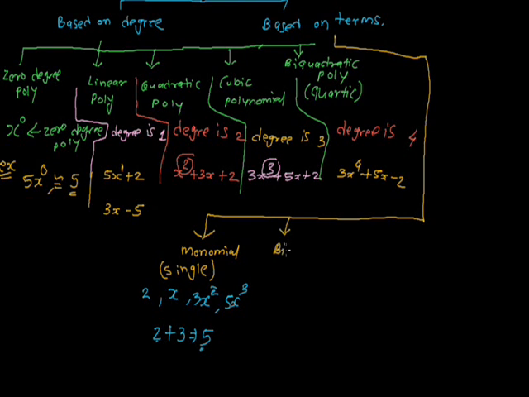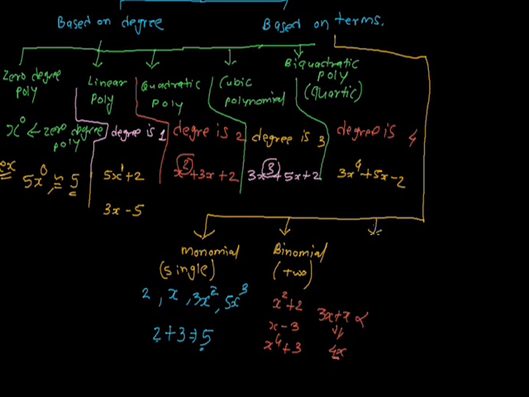Second, binomial. Binomial means it contains only two terms. Bi means 2. For example, x square plus 2, or x minus 3, or x raised to power 4 plus 3. These are examples of binomial. But 3x plus x is not a binomial, because 3x plus x equals 4x, and 4x is a monomial.